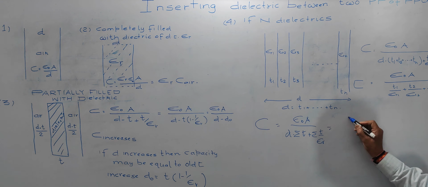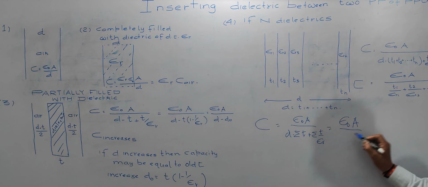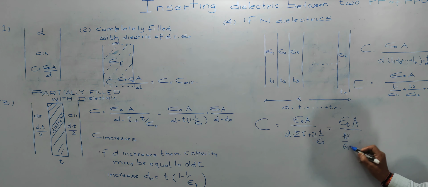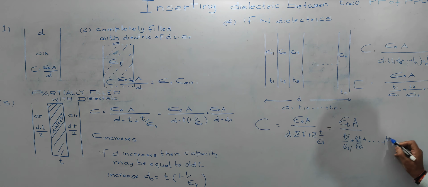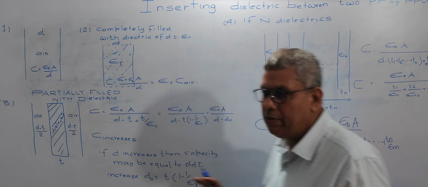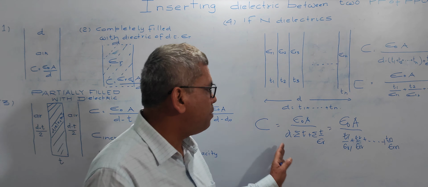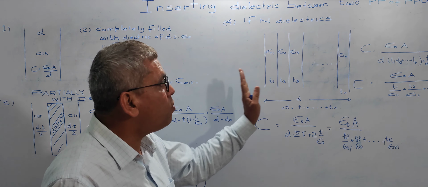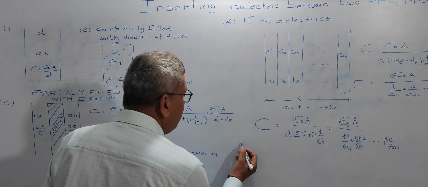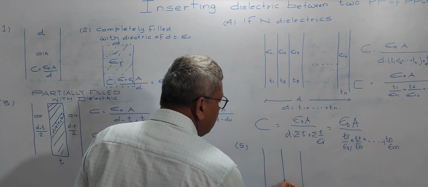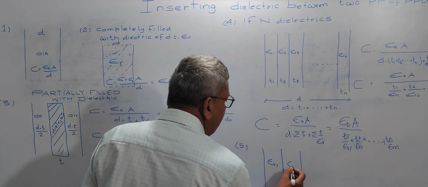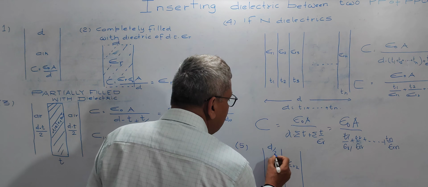So I can say this value is nothing but epsilon naught A by T1 by epsilon r1 plus T2 by epsilon r2 and so on up to the nth dielectric, Tn by epsilon rn. So this is the value of equivalent capacitance when n dielectrics are placed between the two parallel plates of the capacitor. Now from this, suppose I take two parallel plates with only two dielectrics, epsilon r1, epsilon r2, and their thicknesses are, let us take, equal.